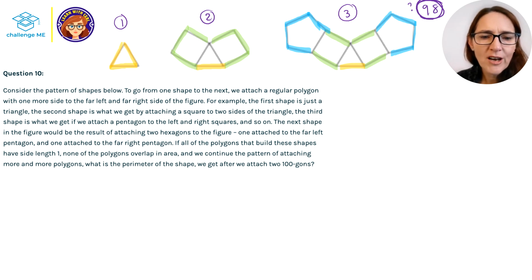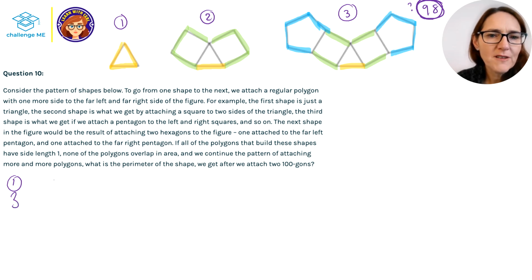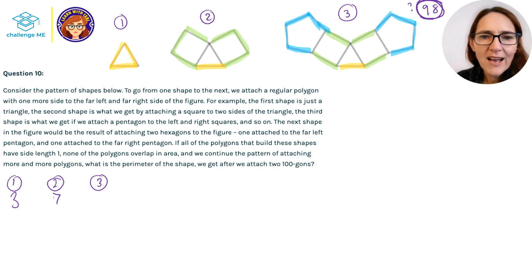Let's have a look at our numbers next. Let's write down our pattern. Pattern number 1 has got a perimeter of 3. Pattern number 2 has got a perimeter of 3 plus 3 plus 1, which is 7. Pattern number 3 has got a perimeter of 1 orange, 4 greens, and then 8 blues. So that gives us 13 as the perimeter.